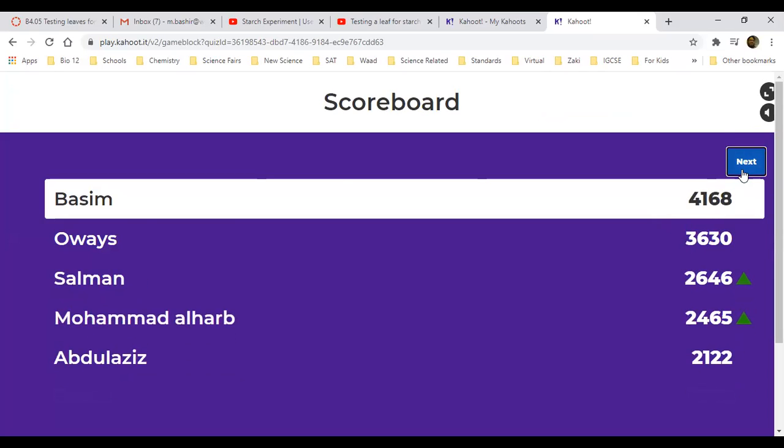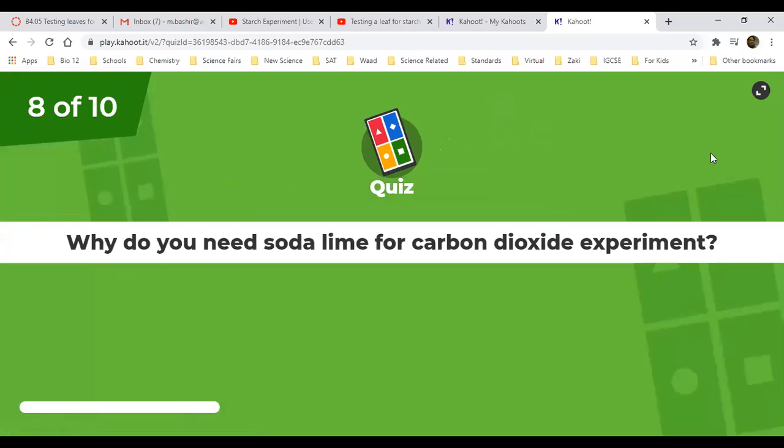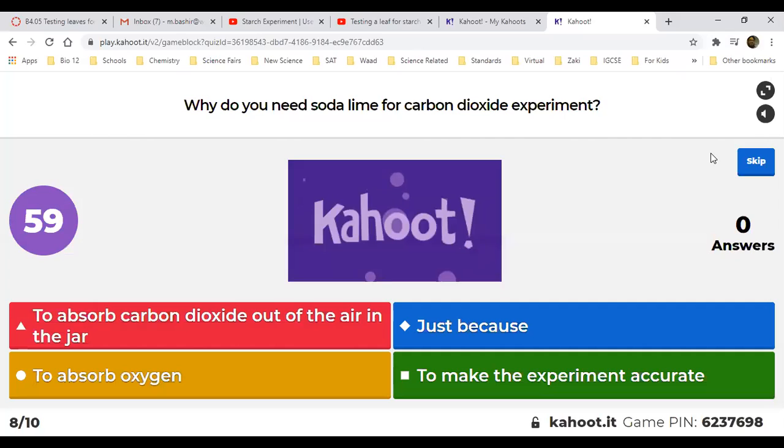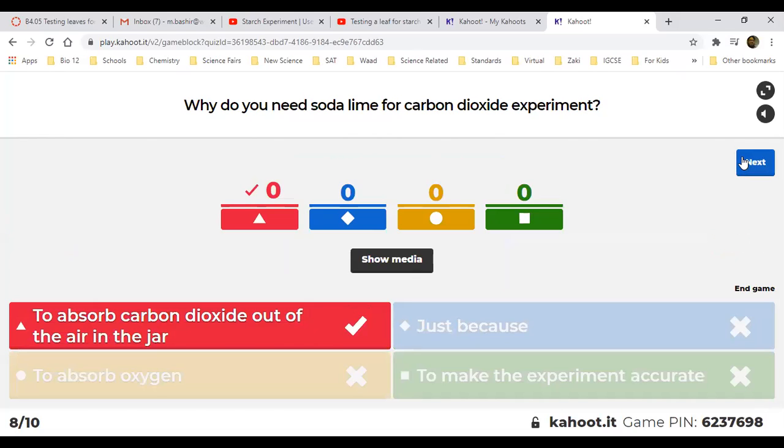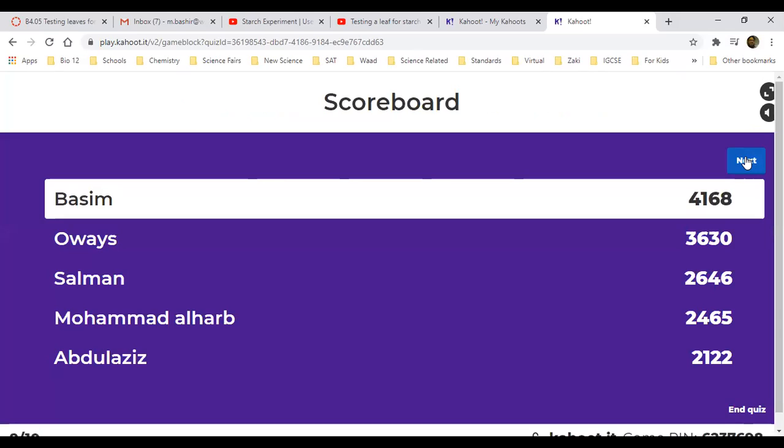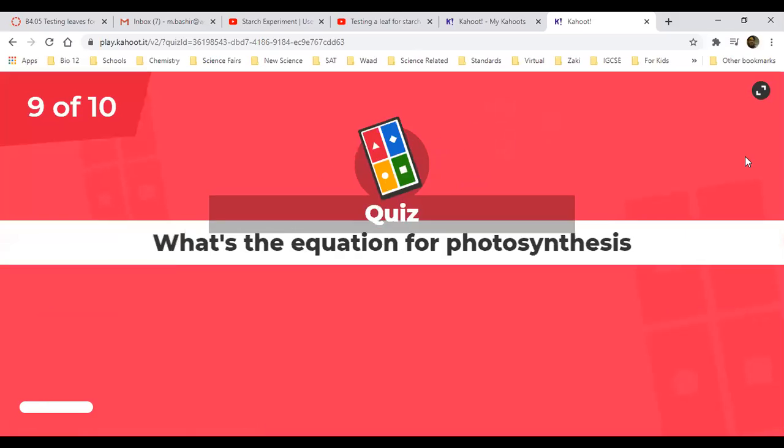And Basim is still on top, mashallah. So let's go to, why do you need soda lime for carbon dioxide experiment? We didn't do this, so we can skip this question straight away. And next one is the last question.